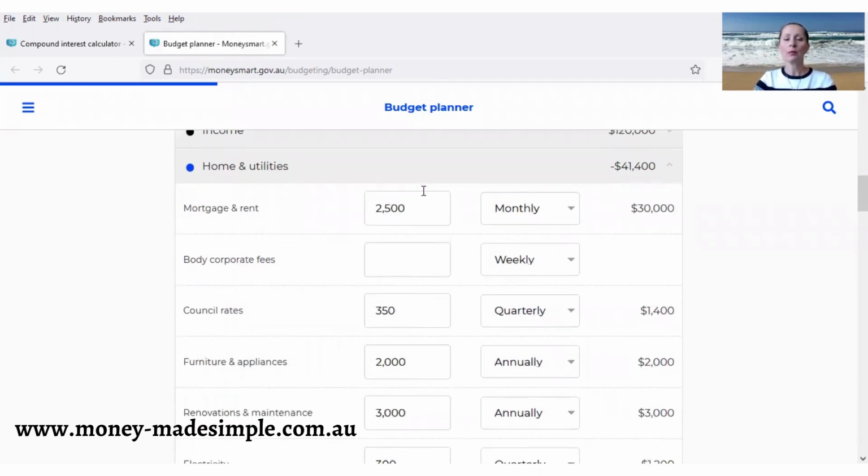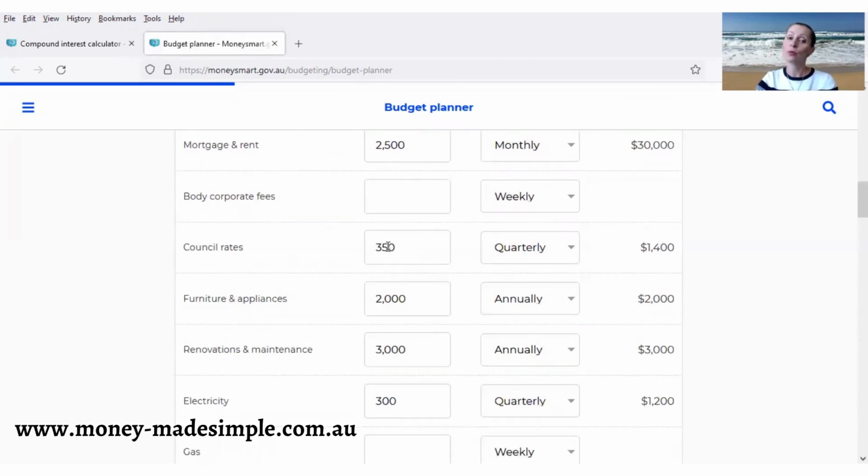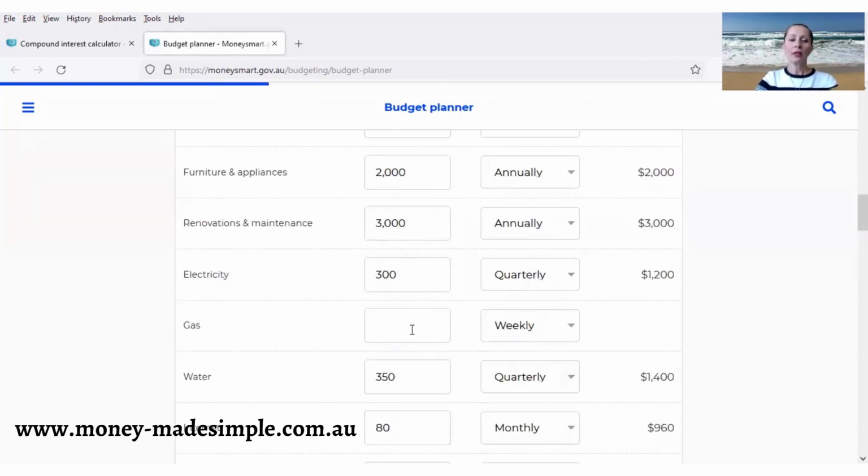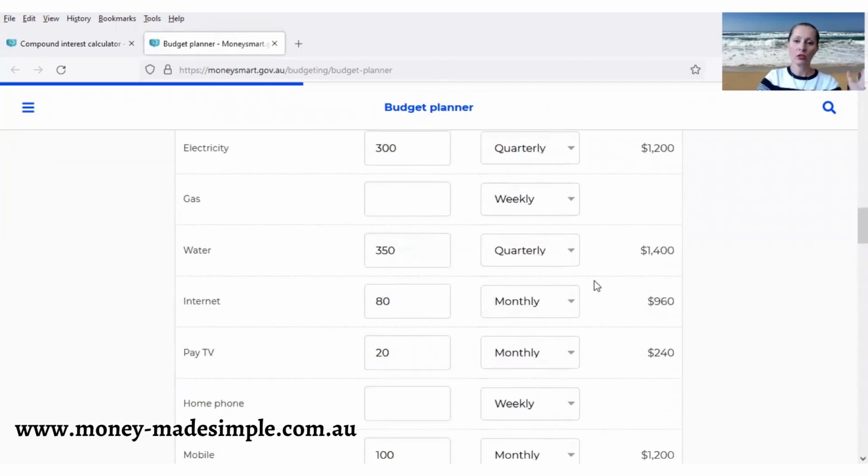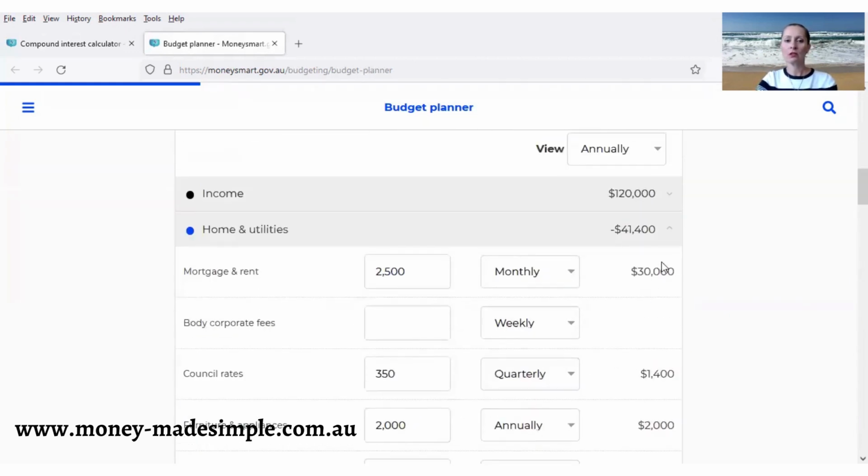Home and utilities is a large chunk of the expenses. Obviously, if you're paying rent, or you've got a mortgage, put those in there. If you own a home, the rates, furniture and appliances, there's usually something that breaks in a year. We've had nearly every appliance in this house break since we bought it 4 years ago. So we've definitely used up our allocation for furniture and appliances and renovations. Electricity, if you have gas, water, etc. So you can fill those in to suit yourself.